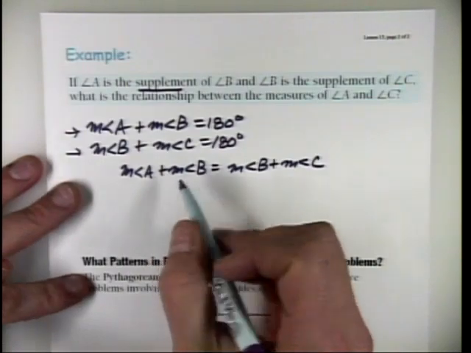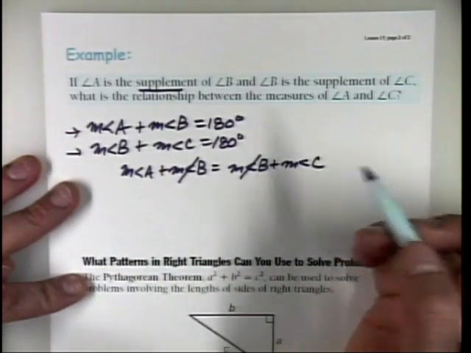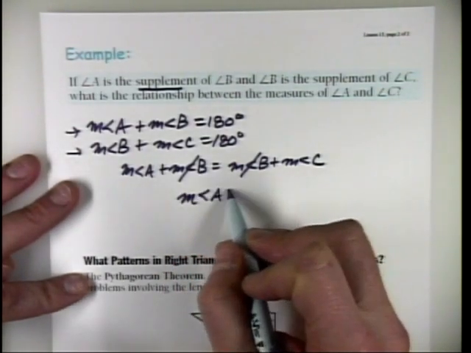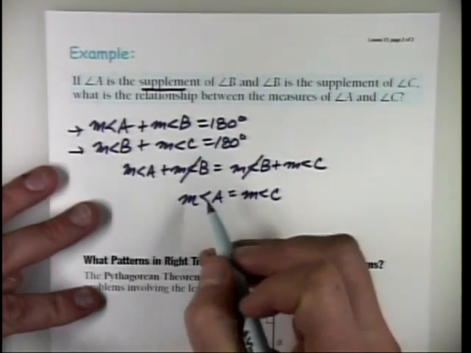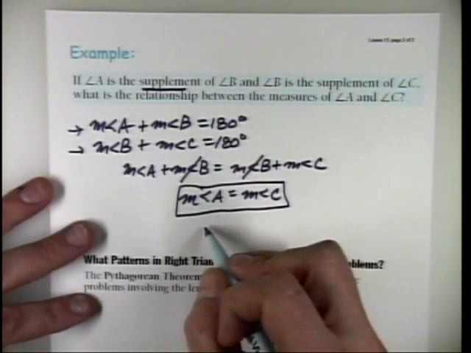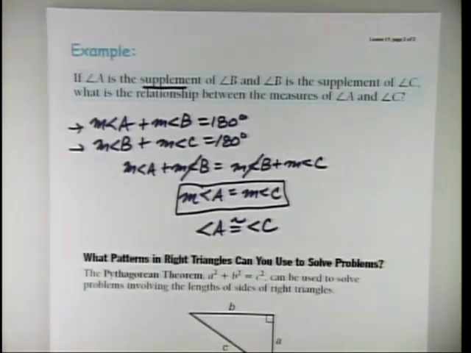Now, if I subtract the measure of angle B from both sides, it'll cancel here and it'll cancel there, making a zero pair. So I end up with the measure of angle A equaling the measure of angle C. And that's the relationship. They're actually the exact same size, so we could say that angle A is congruent to angle C. That's another way to say they have the same measures. Okay? And it doesn't really matter what the actual measures are. We just know the relationship between them.